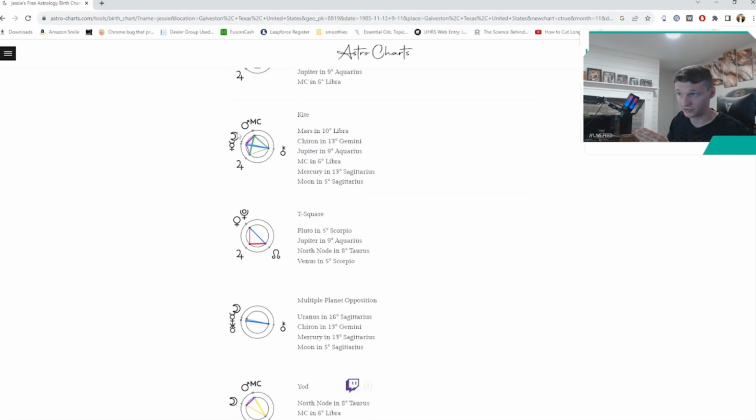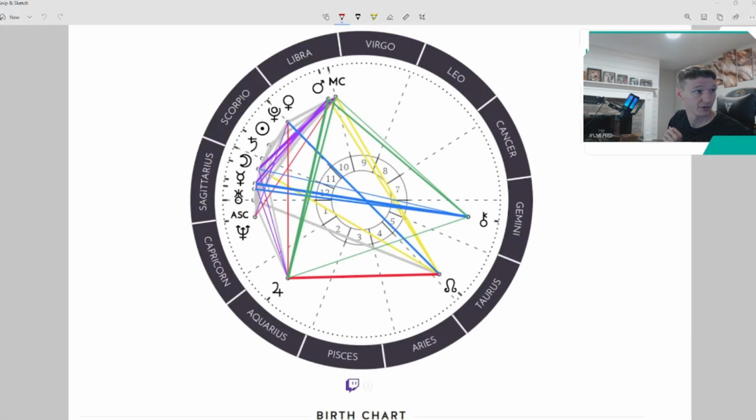There's the kite, showing it to you. Points to Chiron. My MC, Mars is involved with it. Jupiter in the second house, but I'll explain some of that just to kind of break down my chart. I'm going to get to the bigger chart here. I did want to break.